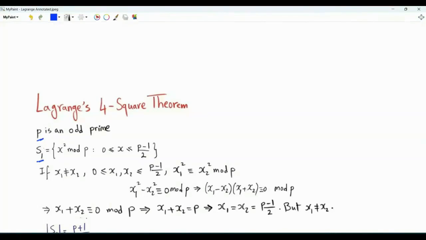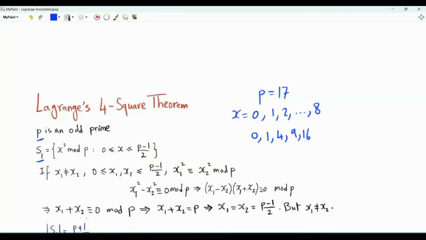Consider set S1, generated by taking the integers from 0 to (p-1)/2 and then obtaining the squares mod p. For example, if p is equal to 17, then we take x equal 0, 1, 2, all the way to 8, and then we compute the squares mod p. So we will get 0, 1, 4, 9, 16.